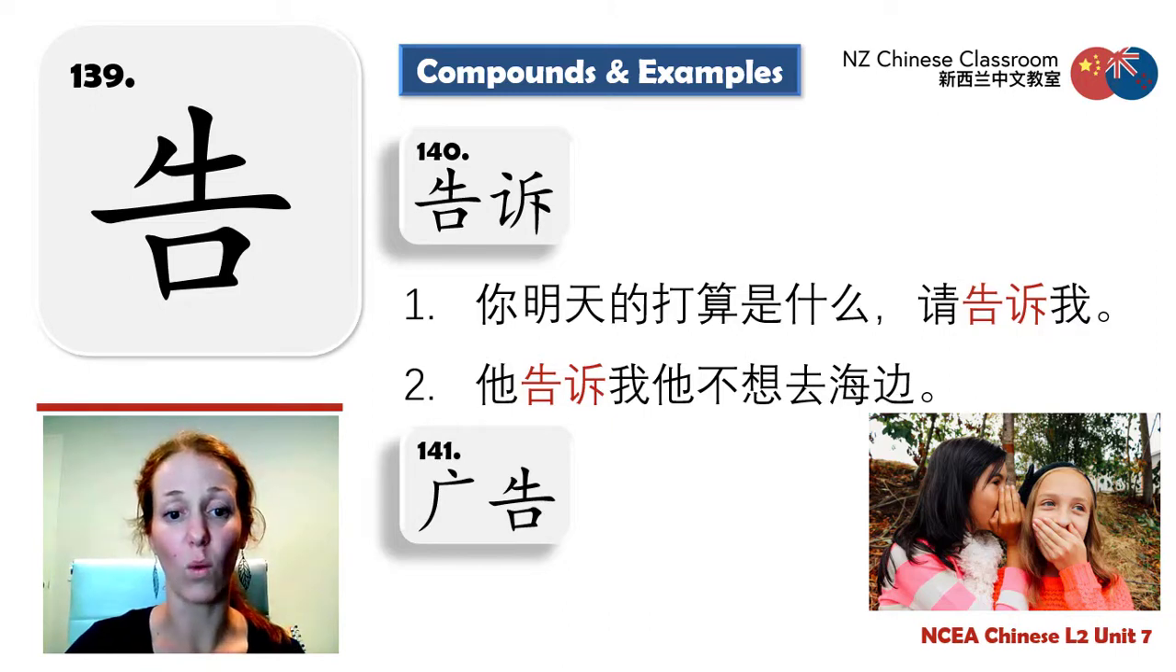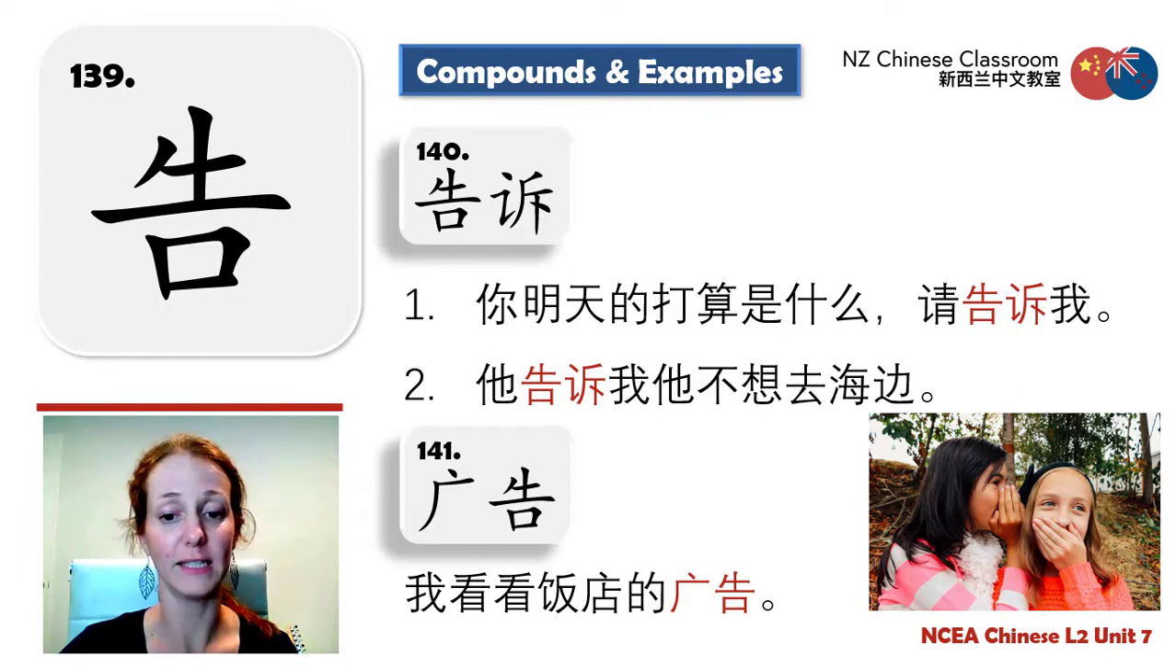下一个. 广告. 广 is a factory. 告 to tell. So this is something to do with advertising. So an advertisement. 我看看饭店的广告. I had a wee look at the restaurant ad.